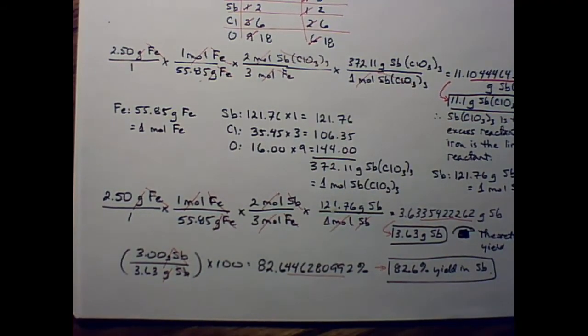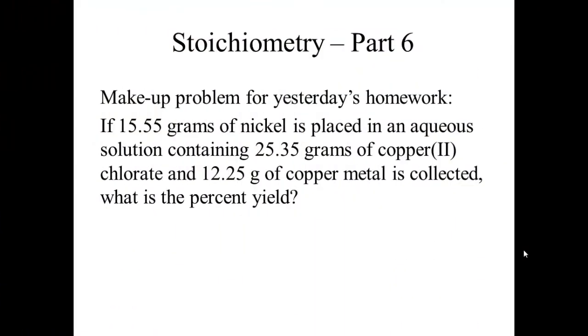Okay? For students that didn't earn the kind of grade that they hoped to earn for that homework, here's the makeup. If 15.55 grams of nickel is placed in an aqueous solution containing 25.35 grams of copper 2 chlorate and 12.25 grams of copper metal is collected, what's the percent yield?